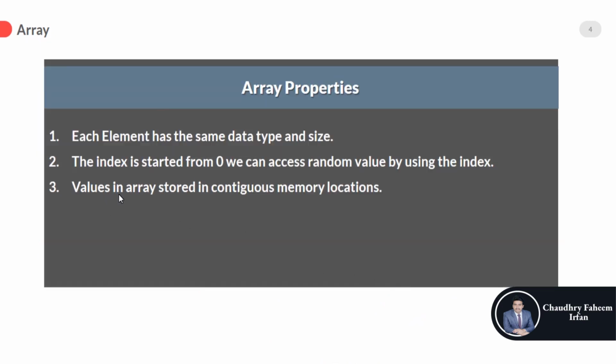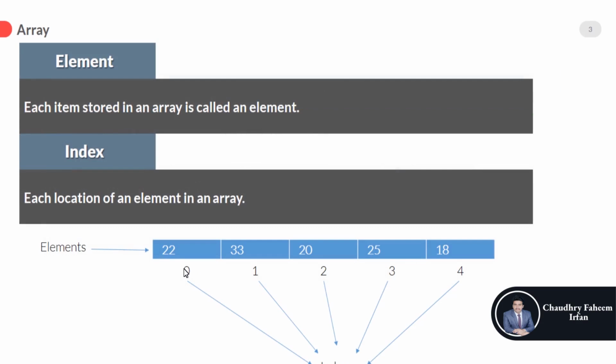Values in an array are stored in contiguous memory locations. Like we already discussed, contiguous means next or together in a sequence, like 22 and 33, 20 and 25, 18. These are the contiguous memory locations.